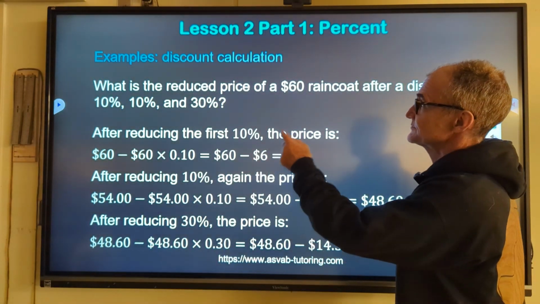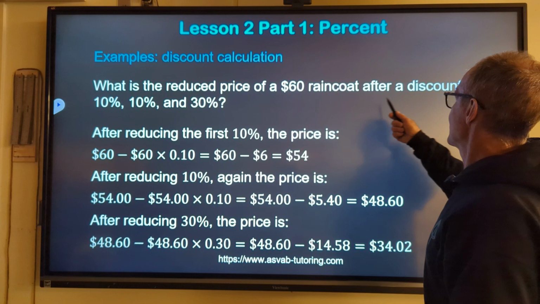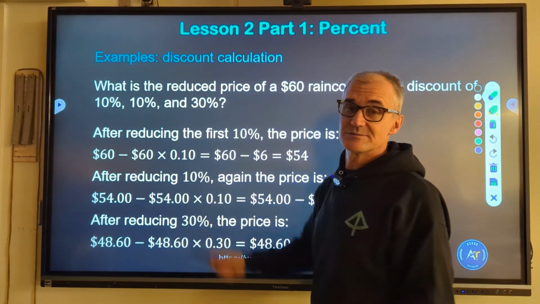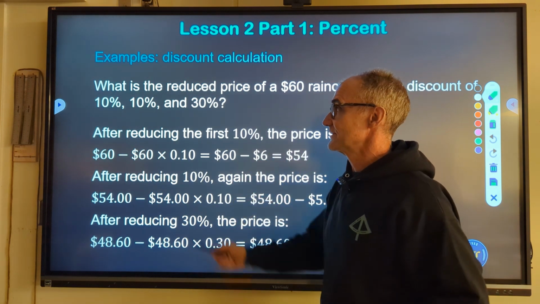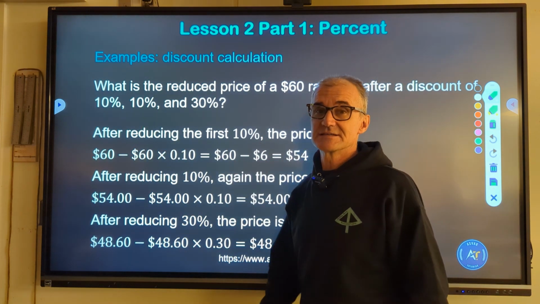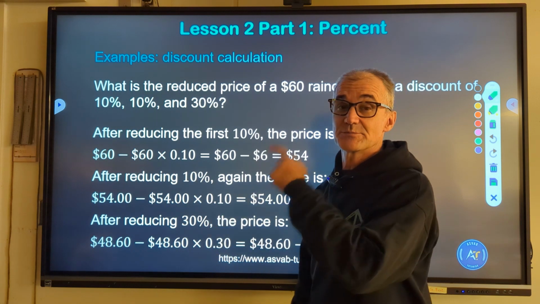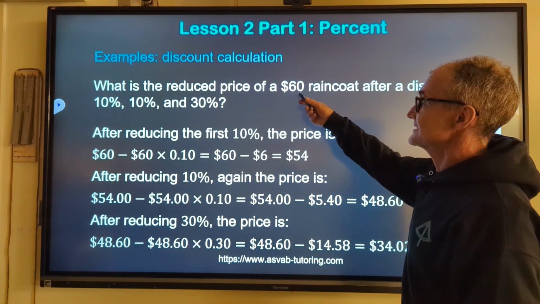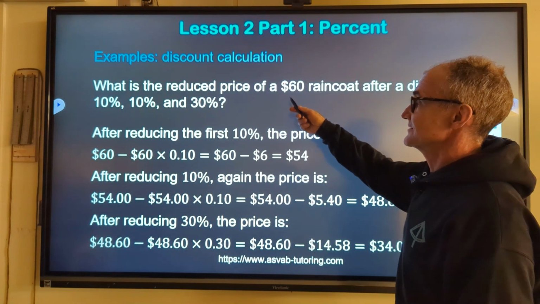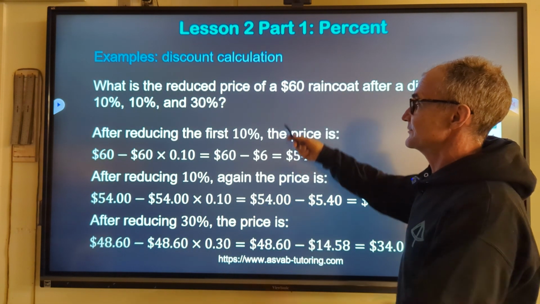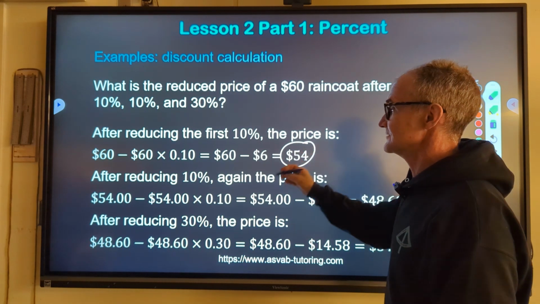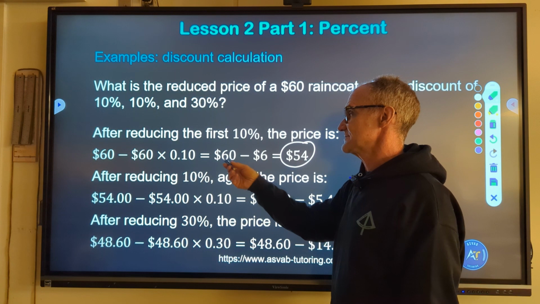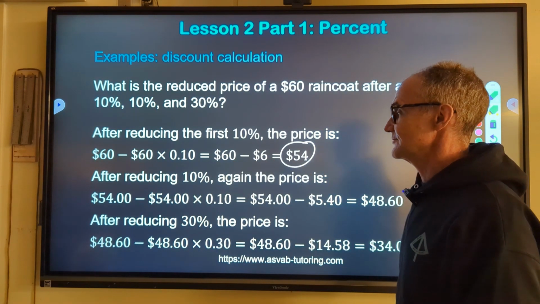Okay, what is the reduced price of a $60 raincoat after a discount of 10%, 10%, and 30%? So that means we've got 3 separate problems. The first is reducing the price 10%. 10% is 0.1, right? So 10% of 60 is $6. So the first time I reduce it, the price now goes down to $54, right? I reduce it by 10%. That's going to give me $6. 60 minus that 6 gives me the 54.